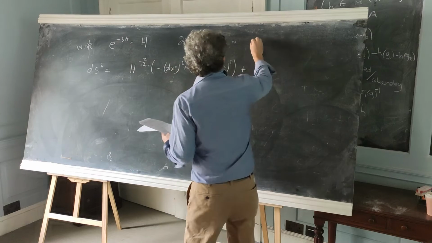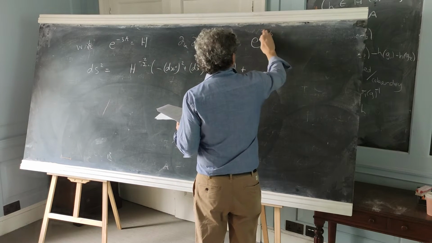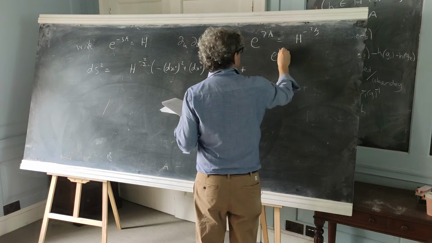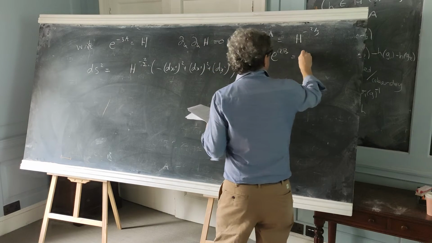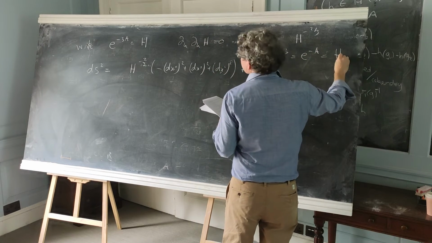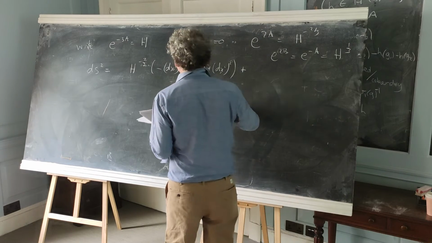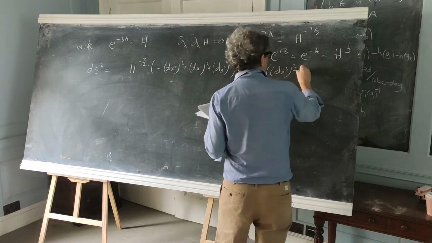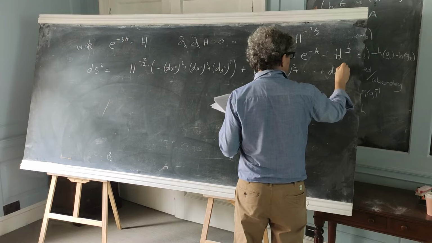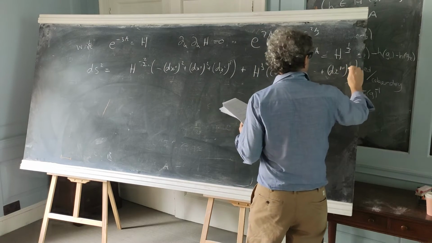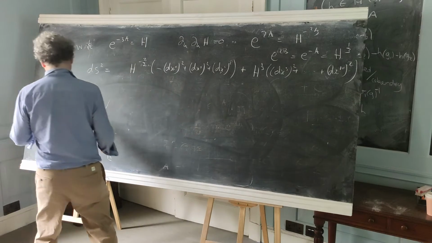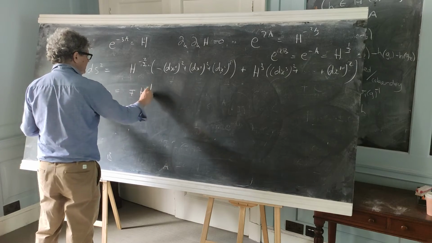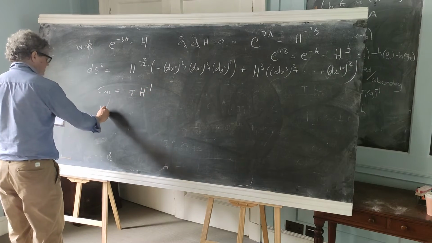And we had e to the 2b, so e to the 2a is therefore h to the minus 2/3. e to the 2b is e to the minus a, is h to the 1/3. So that's our metric, and C012, if you look at it, it's just plus or minus h inverse. And h is a harmonic function.